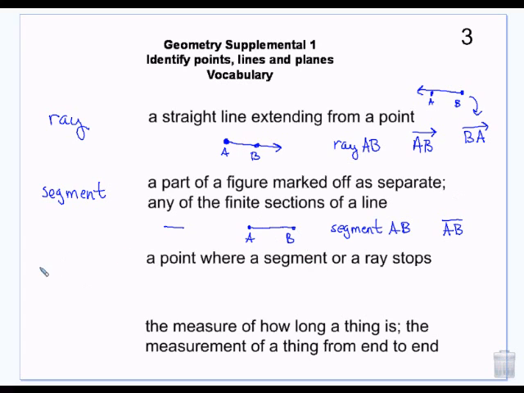And then endpoints are the points where the segment or ray stops. So if I have a ray, or if I have a segment, these are all endpoints. So this is an endpoint, and then a segment has two endpoints.